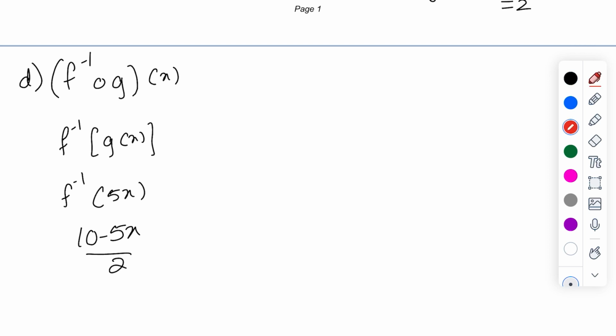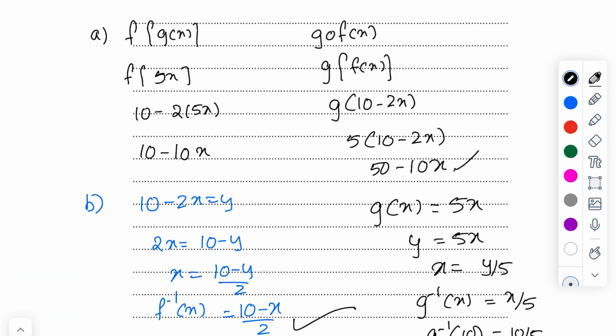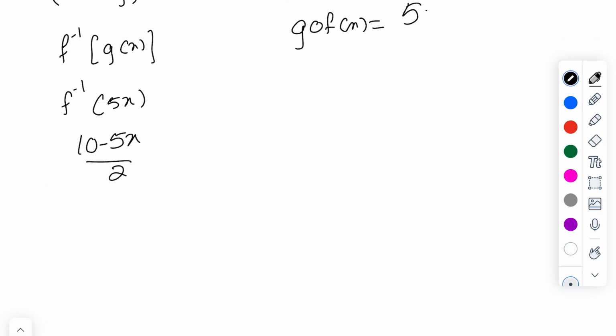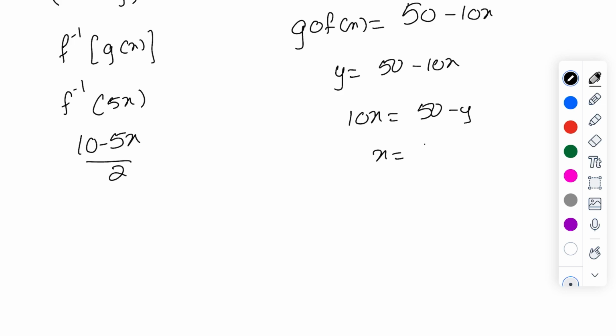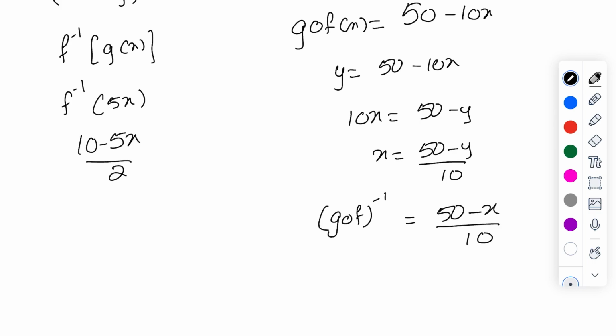Now then, g circle f whole inverse x. So first of all, what should I do? I take g circle f of x. How much is that one? It is 50 minus 10x. So y equals 50 minus 10x. 10x equals 50 minus y. X equals 50 minus y upon 10. So g circle f whole inverse will be equal to 50 minus x upon 10.